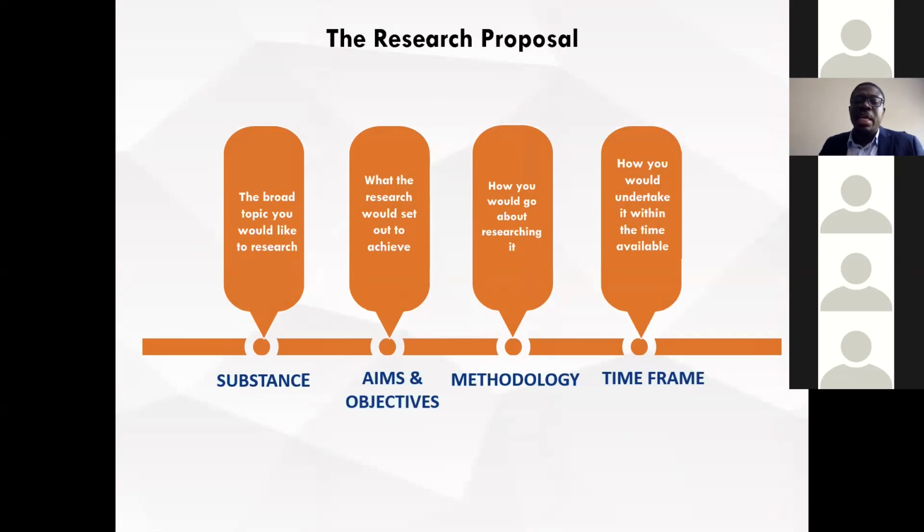So the research proposal should have substance, the broad topic that you would like to research on, and then the aims and activities, what the research will set out to achieve. It should also have the methodology, how you will go about researching, and how you will undertake the research within the time available, which is the time frame, which I illustrated with the Gantt chart. Please, let's move on.